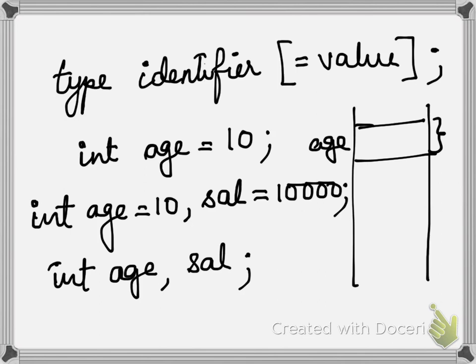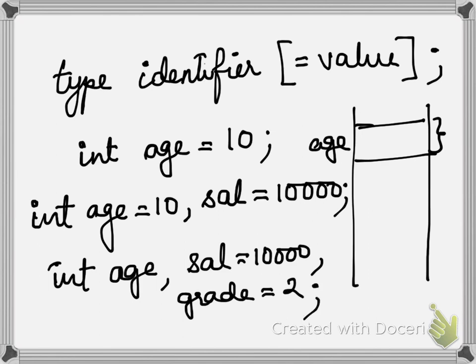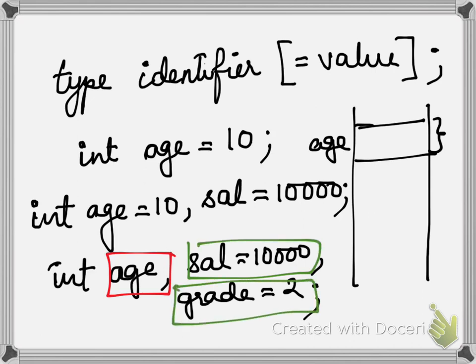It is also not necessary to initialize every variable when you are declaring multiple variables together. Suppose I say sal, I will assign a value, salary is 10,000. Then I declare another variable, let's say grade is 2. So here I have not initialized age, but I have initialized salary and grade. So we can write in any way that we want.